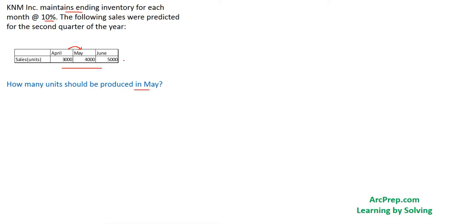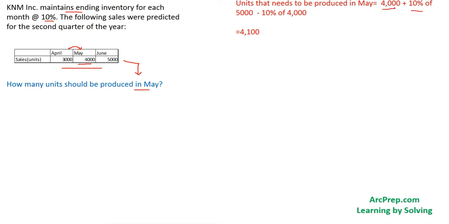So from the sales budget, we are going one layer down to the production budget. We obviously need to produce 4,000 units in May. That is for sure. But we also need to produce 10% of next month's sales. So I need to produce 10% of these, again, for buffer purposes. And then there is a minus 10% of 4,000.